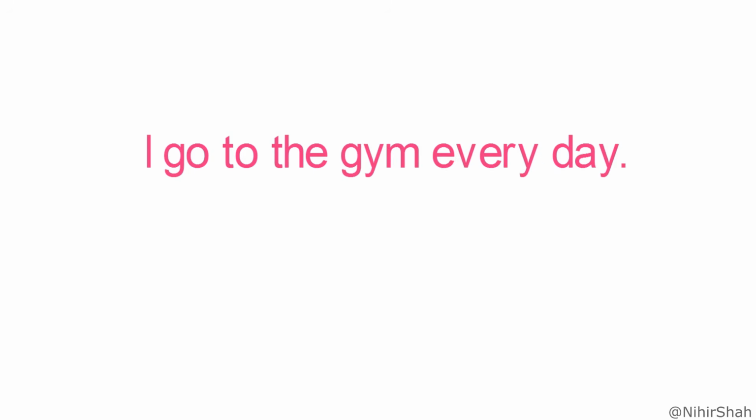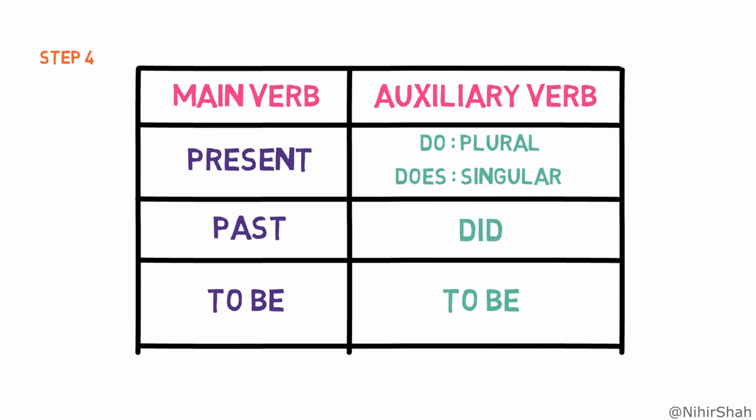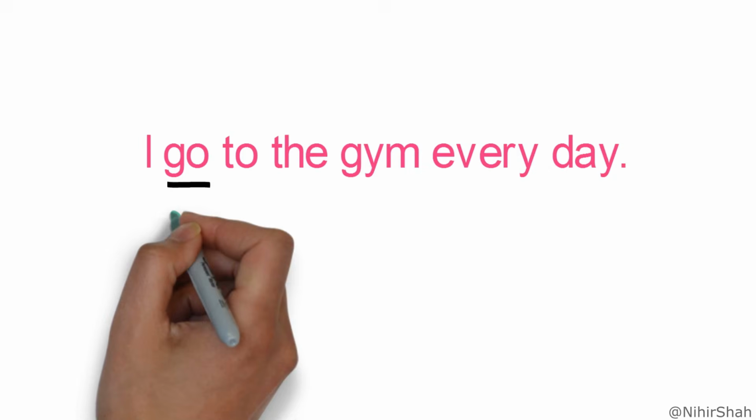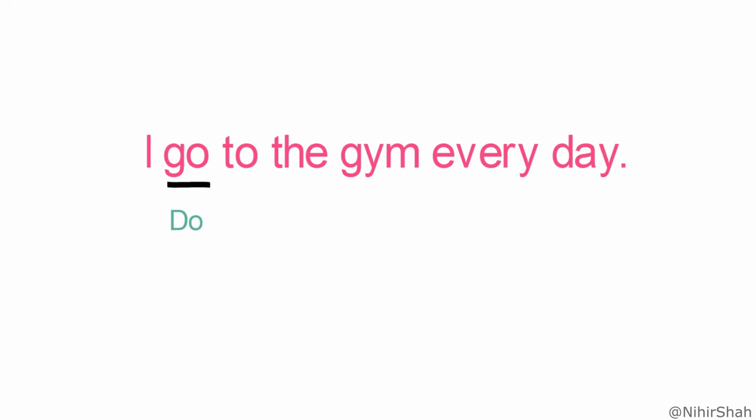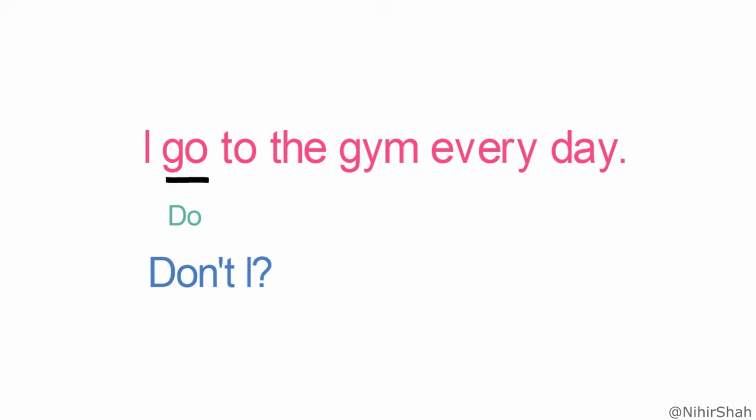Number 3. I go to the gym every day. Here the auxiliary verb is not present. So as per step 4, we will form the auxiliary verb. The auxiliary verb for the main verb go is do, as go is in present tense. And the final question tag will be don't I? Let's look into next example.